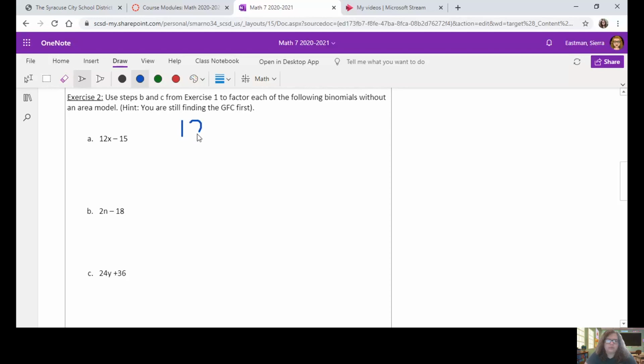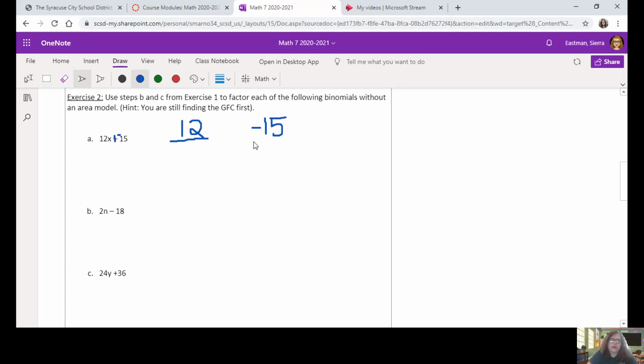We have 12 and we have our negative 15. Remember, negatives from yesterday are just a little bit different. And the reason why we have that negative 15 is because it's like we're adding a negative instead of subtracting.